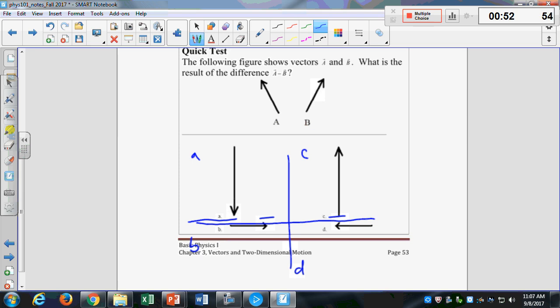Think about your vectors. Remember, you're doing a difference. So think about what happens when you negate a vector, and then do your tail to tip in order to find the new resultant vector. I want to redraw it. Okay, doing pretty well on this.